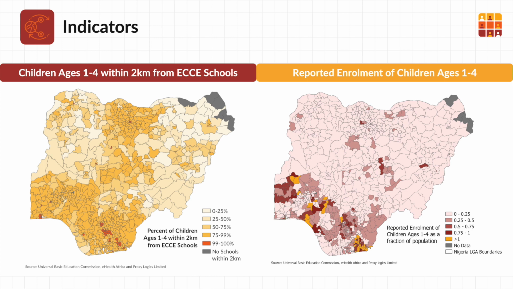This analysis indicates that there are fewer children within a 2-kilometer radius of existing ECCE schools in the northeast and northwest compared to other areas of the country. On the right, the map is visualizing the enrollment figures across the country. The results clearly show that distance to school negatively correlates with the enrollment levels and thus highlights the importance of distance as a barrier to children attending schools.